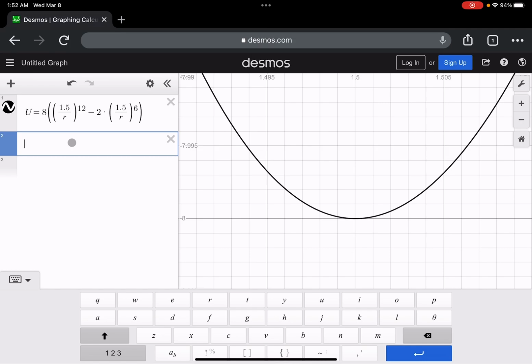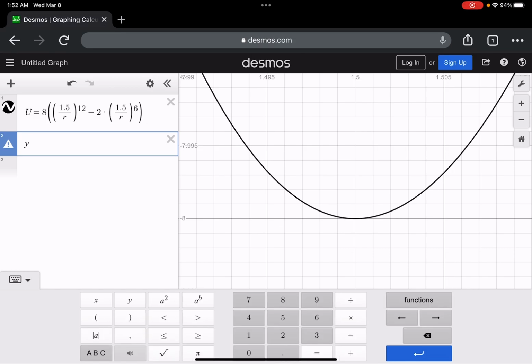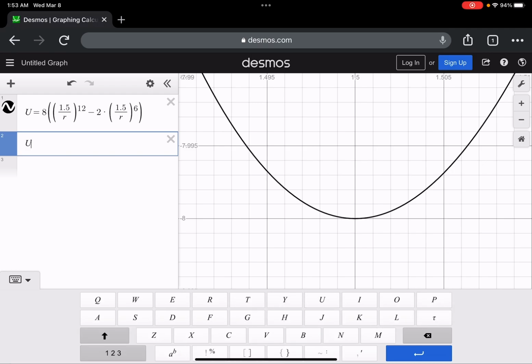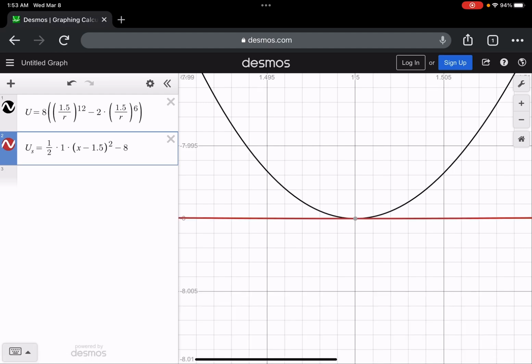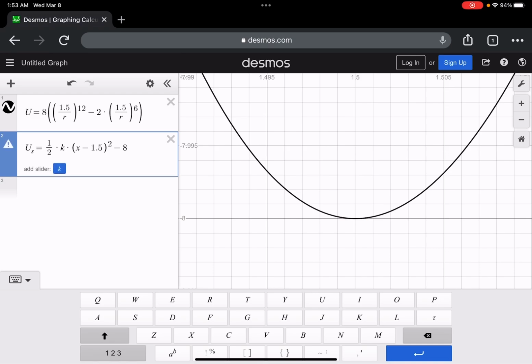And then we can try to add another potential energy that represents the spring. So let's do the spring potential energy. Use S for the spring. So 1/2, let's set k to 1 first, and then x minus the equilibrium position, which right now is 1.5, squared, and then the minimum potential is minus 8. So it looks like a flat line, but it's because we didn't set k to be big.